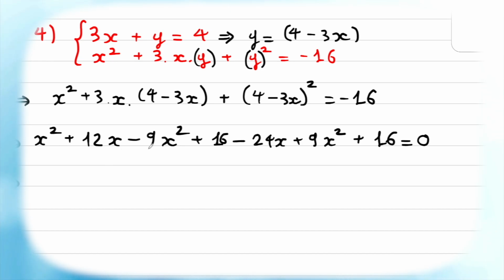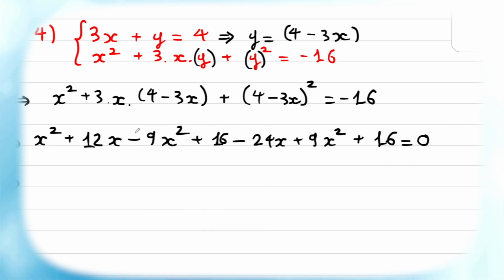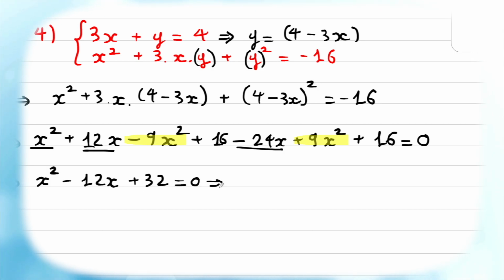For this one, we can see that we have two terms of x squared. The first term is minus x squared, the second one is 9x squared. So they can cancel together, and after adding them together, we have 0. And we still have one more x squared in this position. And 12x minus 24x here is minus 12x, and plus 32 here equal to 0.